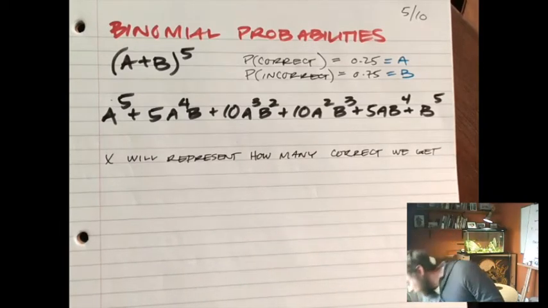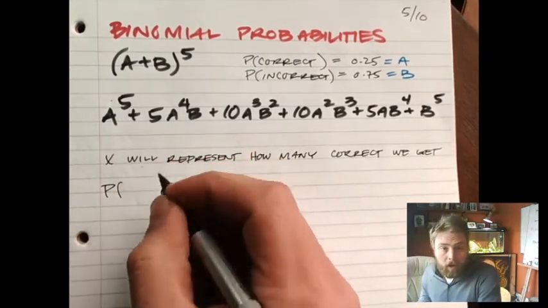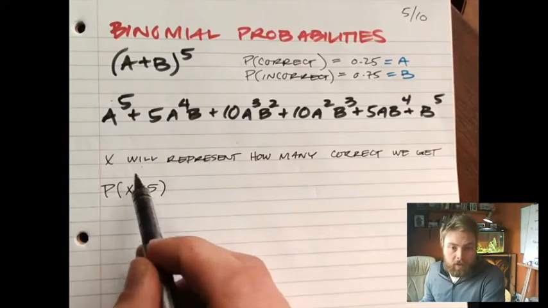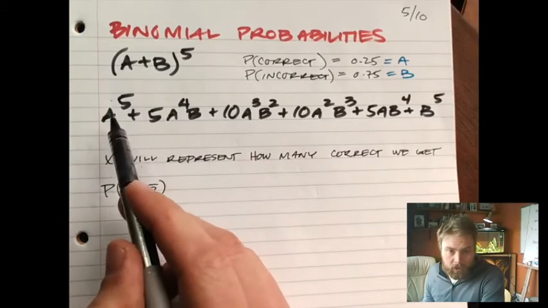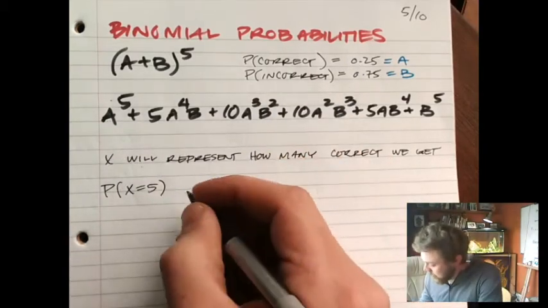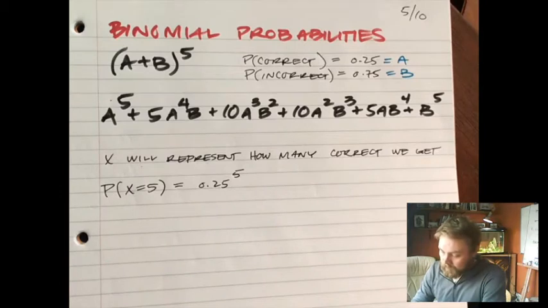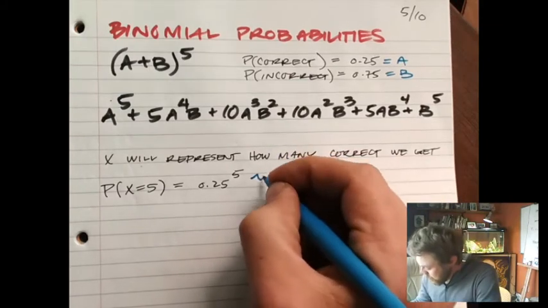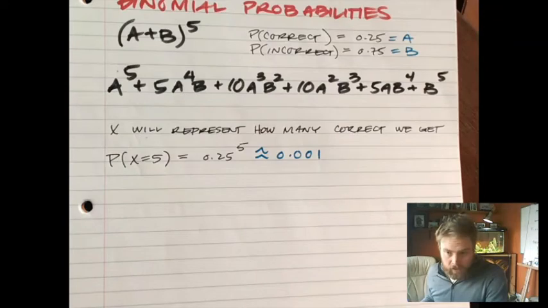So for the first one, let's calculate the probability we get all 5 of these questions correct just by guessing, and I'm going to write it like that. X will represent how many we get correct. Probability X is 5. That's this term. We're just going to put 0.25 in for A. 0.25 to the 5th power, which is quite a small number. It's about 0.1%. Very unlikely with random guessing. No educated guesses, just completely random.